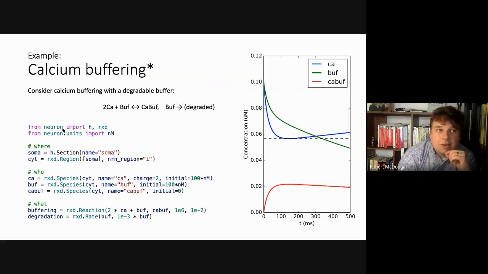Well, I'm going to start out with from neuron import h, but I'm also going to want rxd because I'm talking about the chemical stuff. So from neuron import h, rxd, and I'm going to want my units.